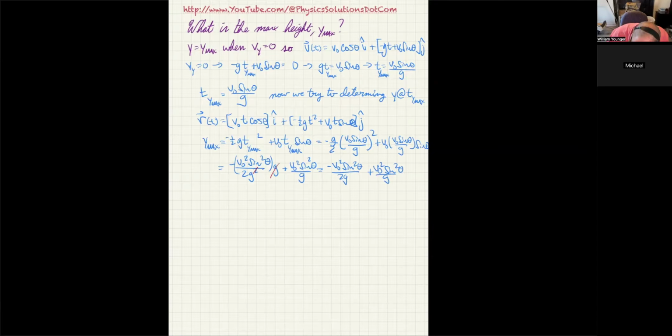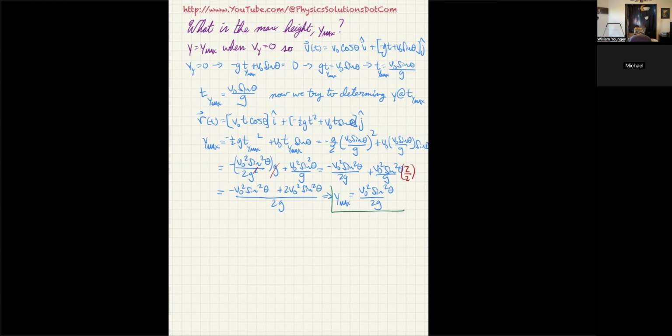To get a common denominator, we need to multiply by 2 over 2, like that. And that's going to give us negative v0 squared sine squared theta plus 2v0 squared sine squared theta, all that over 2g, and negative v0 squared plus 2v0 squared is going to give obviously positive v0 squared. So we get y max is equal to v0 squared sine squared theta over 2g.